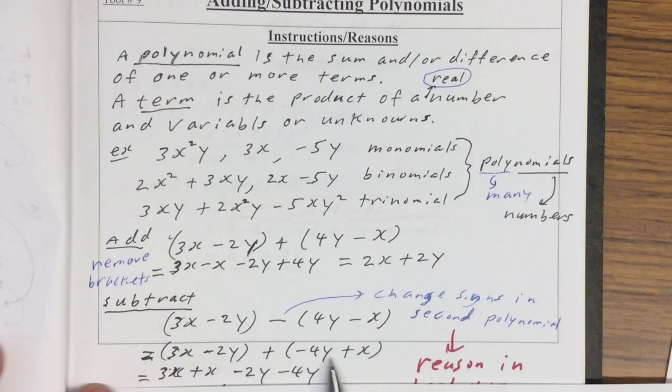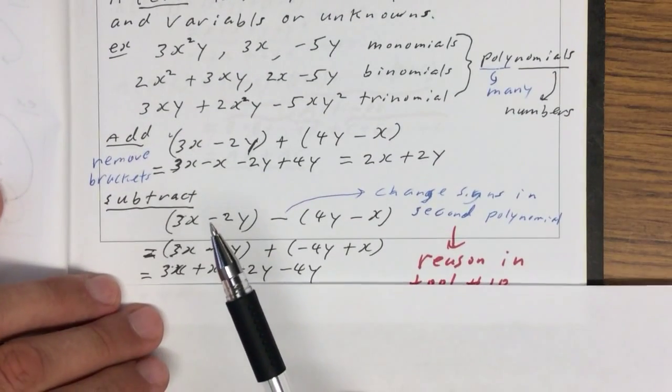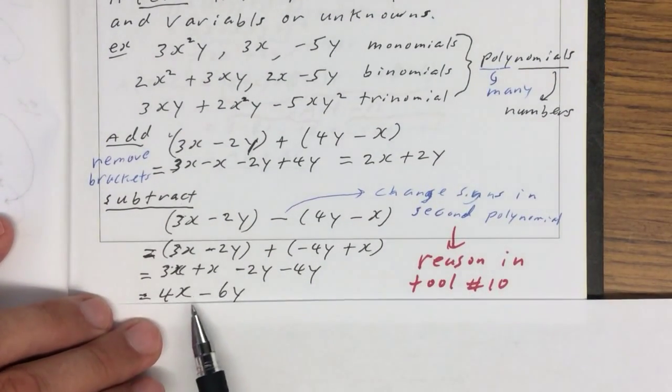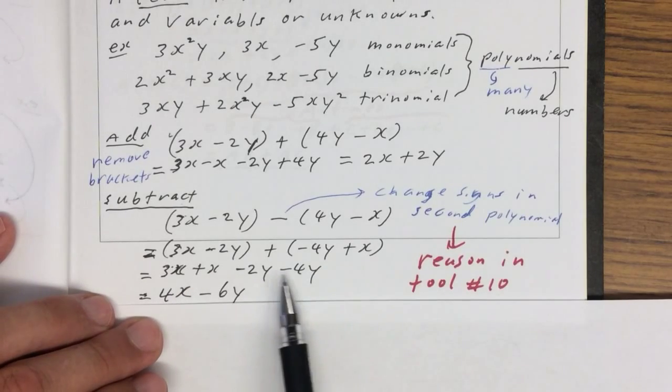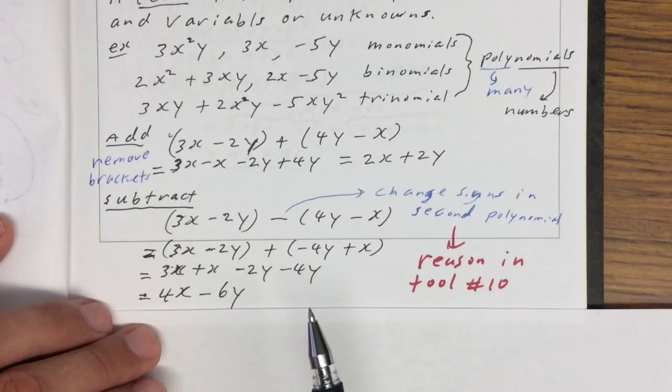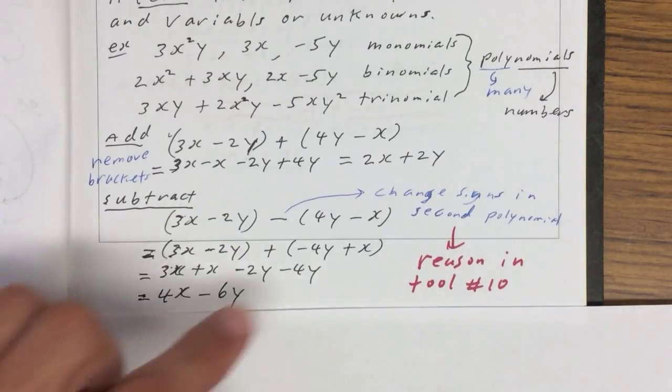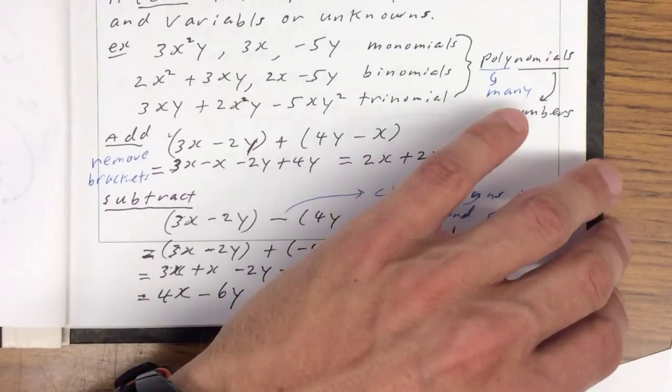When you add them now, you remove the brackets. So when you remove the brackets, you're just simply collecting like terms. 3x plus x, negative 2y minus 4y, 4x minus 6y. Now, one of the reasons is in Tool 10 for this negative being multiplied in, which we're going to look at next.